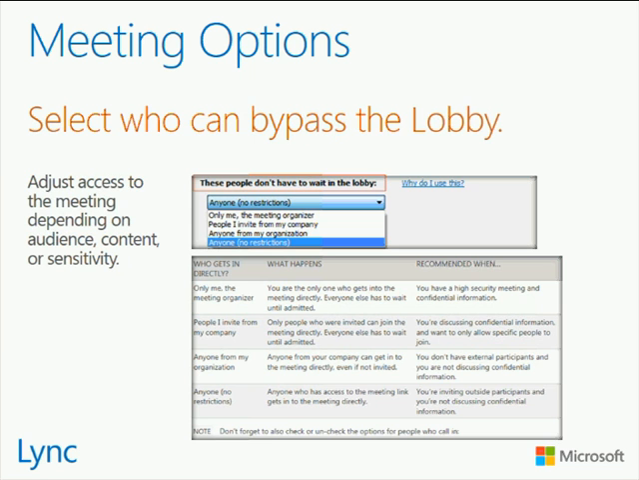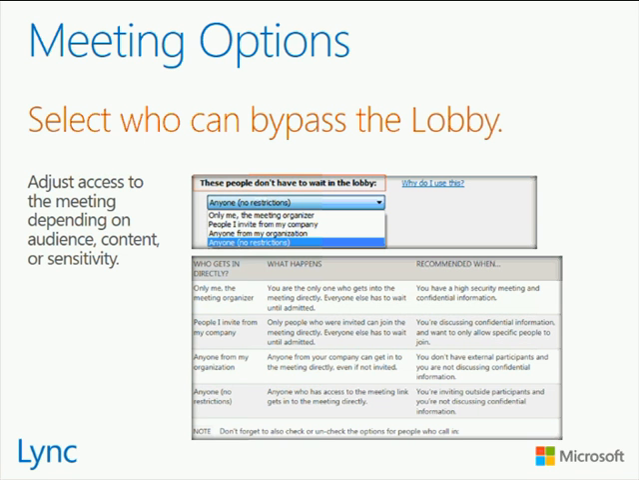So, the next item on the list of permissions is items about the lobby. So who can bypass the lobby? So these people don't have to wait in the lobby. Nobody or anybody. So no one has to wait in the lobby. Everybody gets right in. That's what I usually use. I have people come directly into my meeting. Once they get there, if they've connected on computer audio, they can talk to me. I can talk to them. If they dial in on the phone, they can talk to me, I can talk to them.